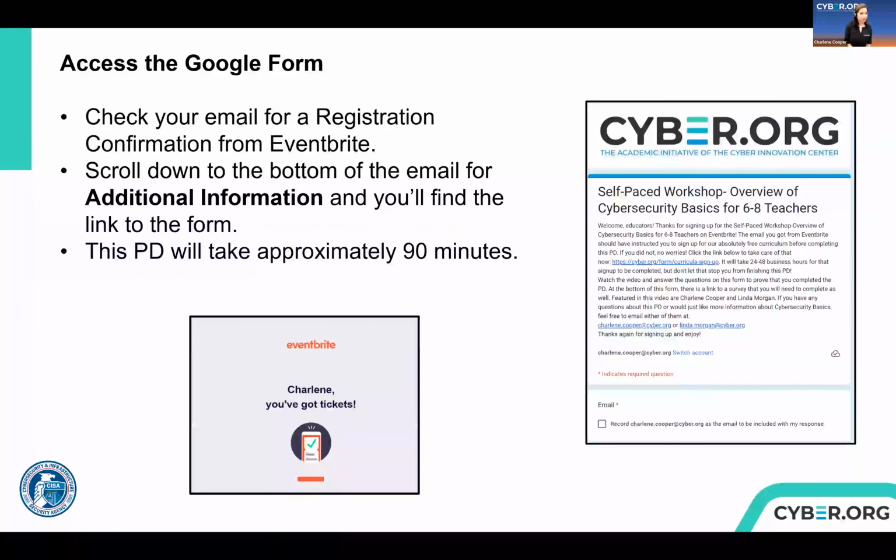Okay, so just to explain this process for the self-paced workshop, at the very end there is a Google form that you can complete, and that Google form is going to be used as evidence of going through this course, and we'll be able to issue a certificate. To access this Google form, check your email for a registration confirmation from Eventbrite, and then scroll down to the bottom of the email. You've got to keep looking. It's not going to be at the top. Scroll a little bit, then a little bit more, and you're going to see a section called Additional Information, and that's where you will find the link to the Google form.